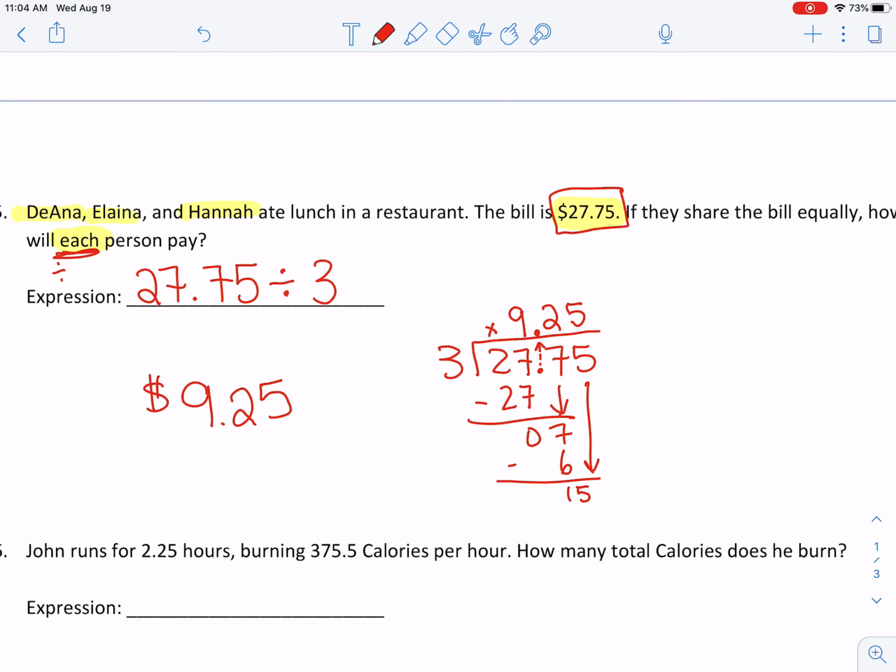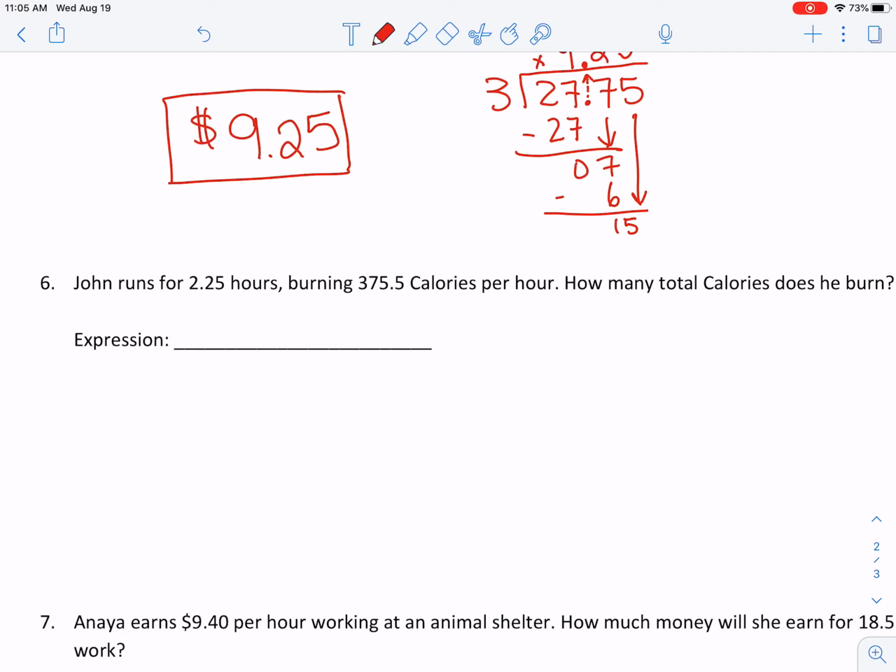So each girl, each person, Diana, Elena, or Hannah, they all paid $9.25 each to the bill. Number 6, John runs for 2.25 hours, burning 375.5 calories per hour. How many total calories does he burn?